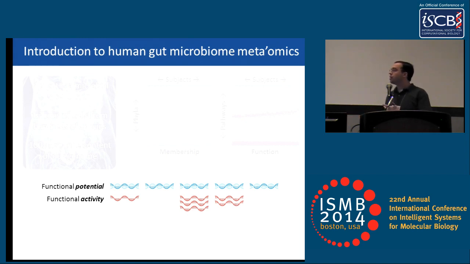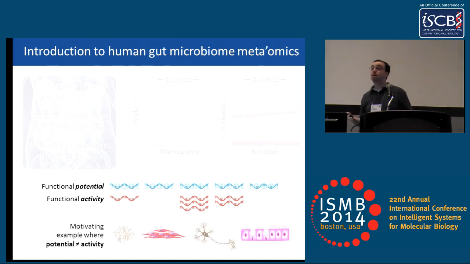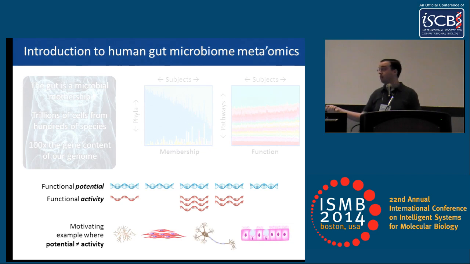And to set that up further, this contrast between potential and activity is an idea that we're all very familiar with in the context of multicellular organisms, where, for example, all of these different tissue types or cell types in the human body have identical functional potential. They all have the same genome, barring some sort of unusual event, but we know that they have very different functional activity. What genes are on and off at a particular time are very different. And so the question is, to what extent are these properties, activity and potential, different or the same in the microbiome?